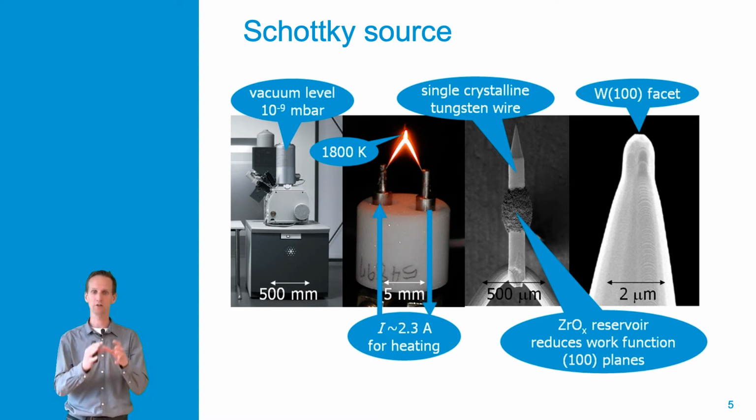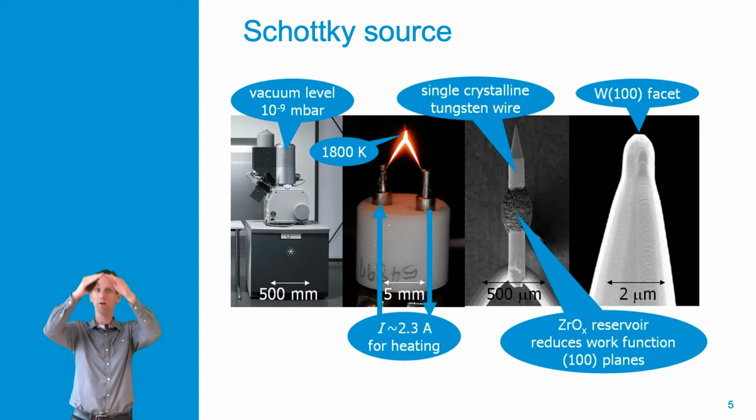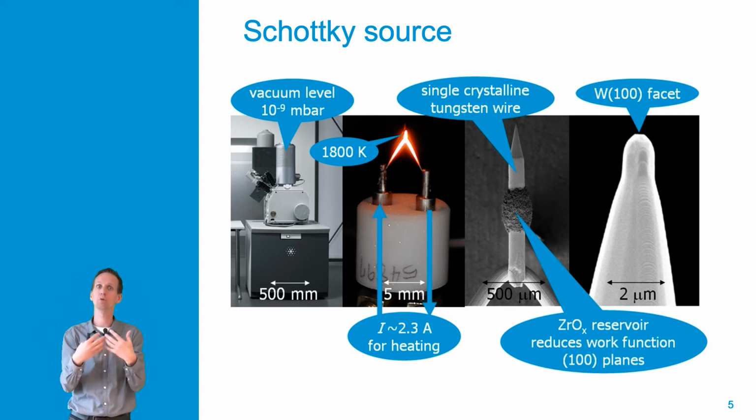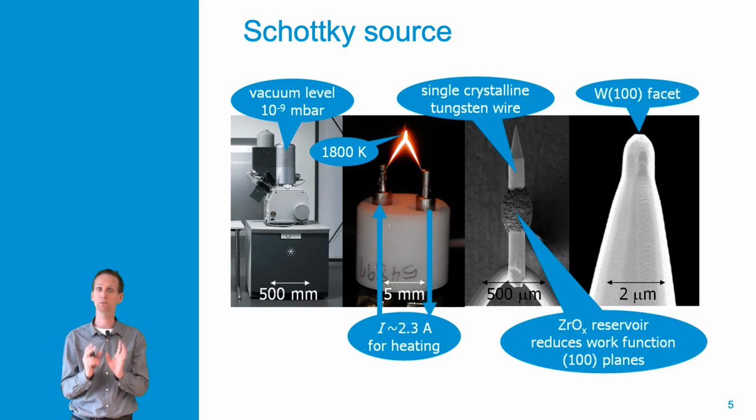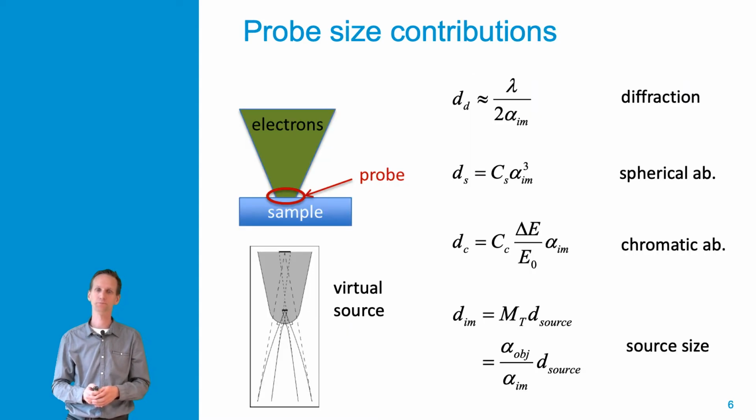You can see that there is a zirconium oxide reservoir which forms a small layer around the tip material in order to enhance the emission. It reduces the work function of the intrinsic tungsten material. And in the completely right image, you actually see the facet. And note that this is a very small facet, and you can also see the crystalline top, the single crystalline top from which the emission actually takes place. So the small size of the tips helps to reduce the virtual source size.